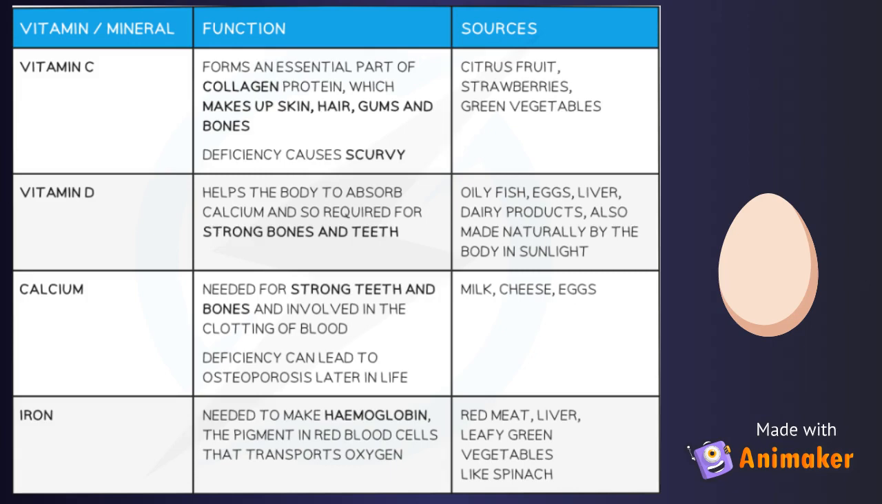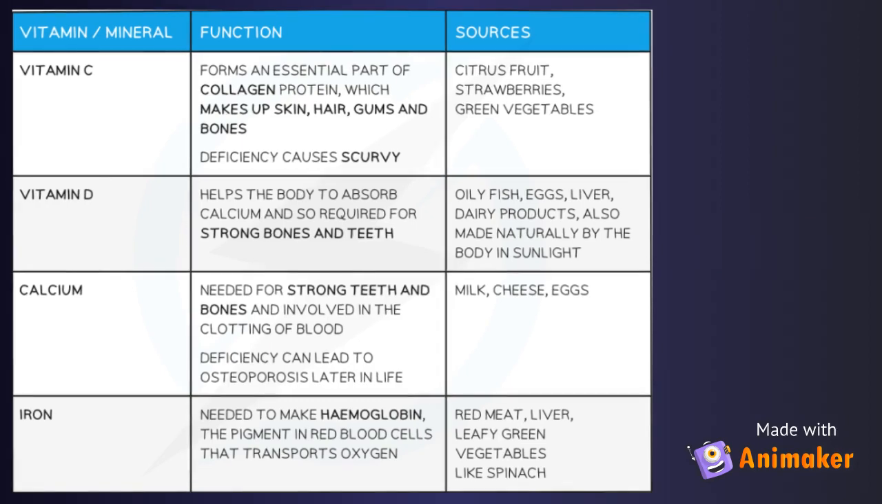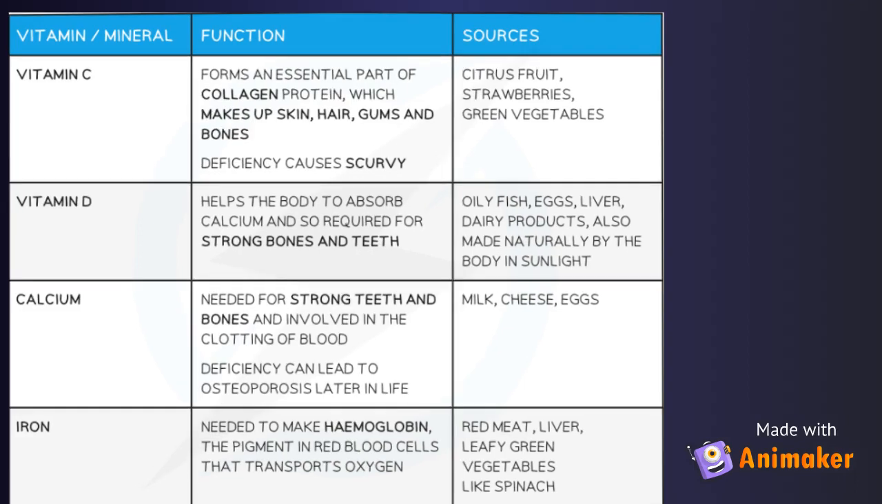And then it is iron. Now, iron is required to make hemoglobin, and this hemoglobin is a pigment which is in the red blood cells which transports oxygen. Now, I have explained this in the cells topic, and you can go and check that. Click the card above for it. Then the sources of it are red meat, liver, leafy green vegetables such as spinach.